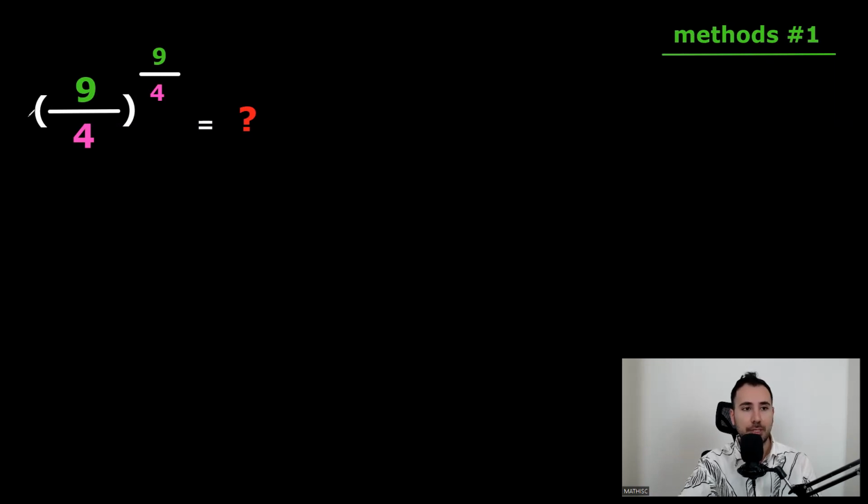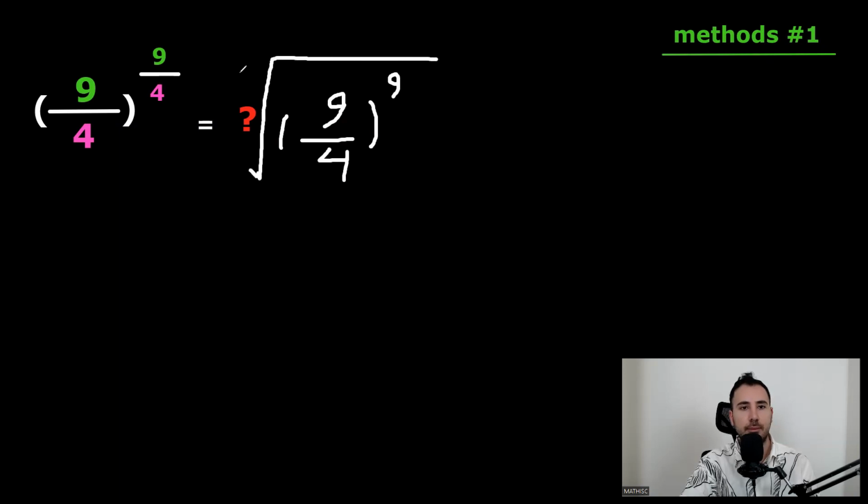Okay. To understand the question better, I want to rewrite it. The question is really (9/4) to the power of 9, all of it to the power of 9, and this is going to be the fourth root. So I'm going to write it as, see, now this is the question, right? So method number 1, how to deal with it.